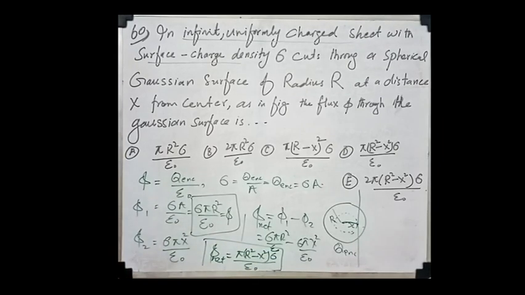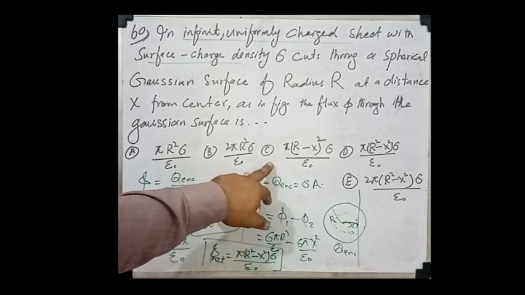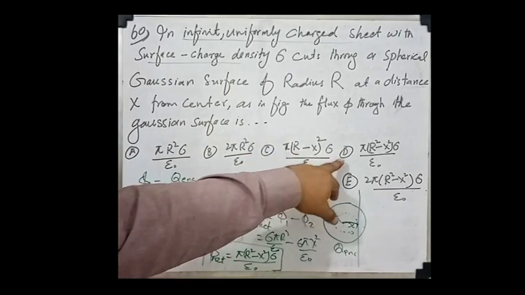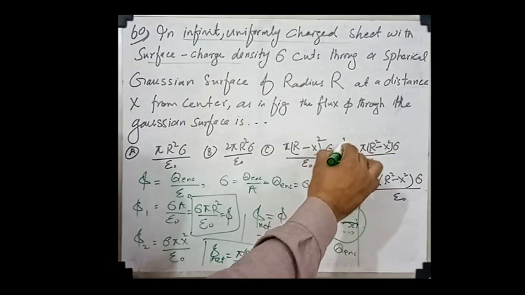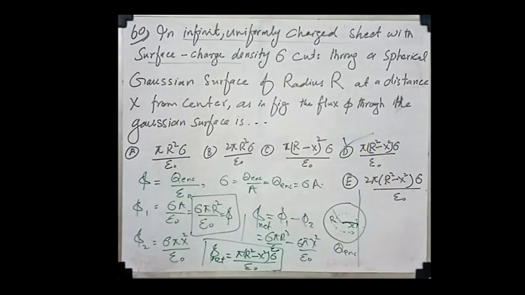We can see this right option in option D, pi into r square minus x square, sigma divided by epsilon naught. So this is our right option.